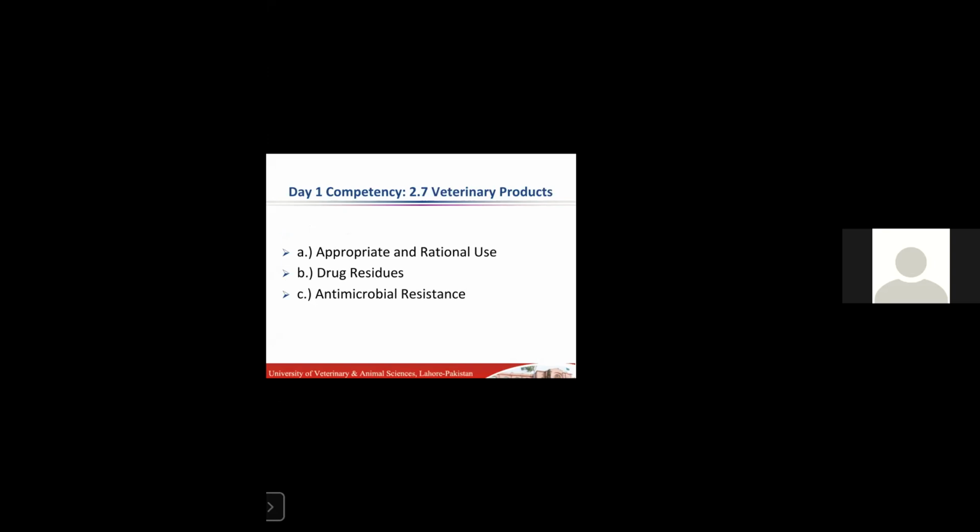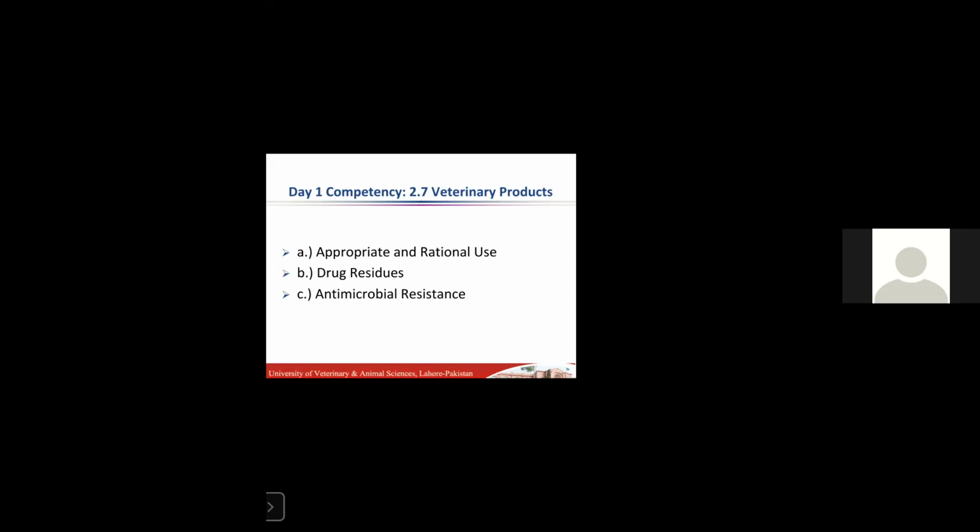Next is veterinary products. The day one veterinary graduates must have the knowledge of appropriate and rational use. Appropriate and rational use means that he must have the knowledge of veterinary products, for example drugs, vaccinations, and anti-sera. He must have the knowledge of the rational use of all these veterinary products in veterinary science.